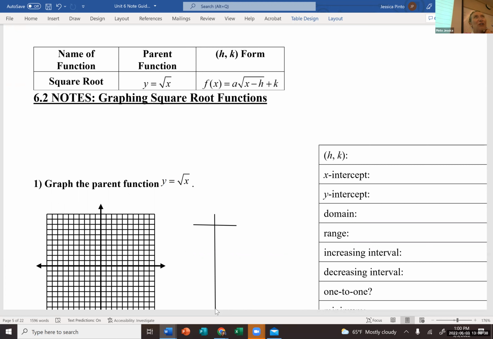Cube root. And what I noticed about cube root is that it looks almost the exact same as square root. How are you, a student, going to be able to tell them apart? Take a minute and tell your neighbor how you're going to tell square root from cube root.